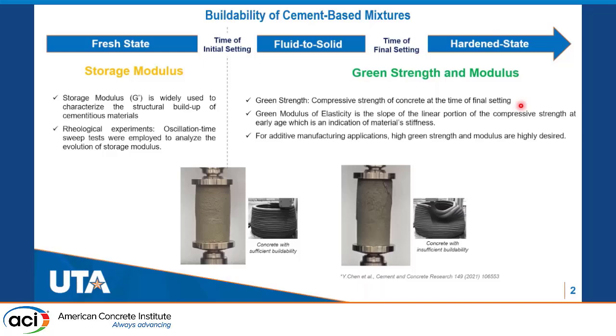The characterization of buildability requires the determination of material compressive strength at early age, also known as green strength. Green modulus of elasticity is the slope of the linear portion of the compressive strength at early age, which is an indication of material stiffness. For additive manufacturing applications, high green strength and modulus are highly desired.